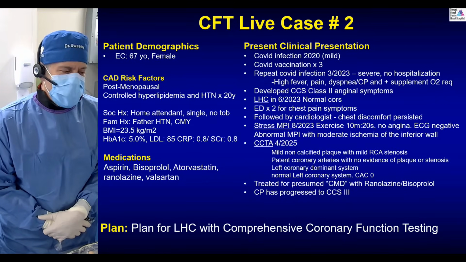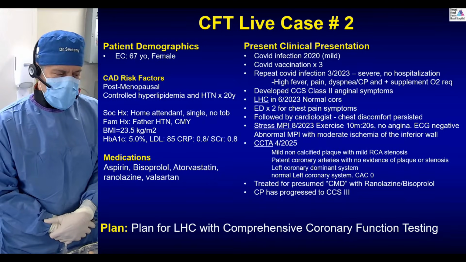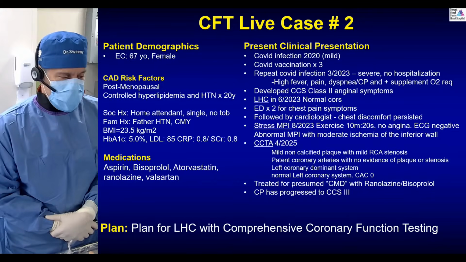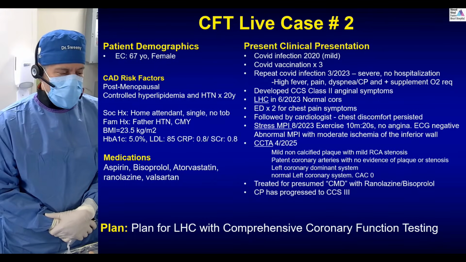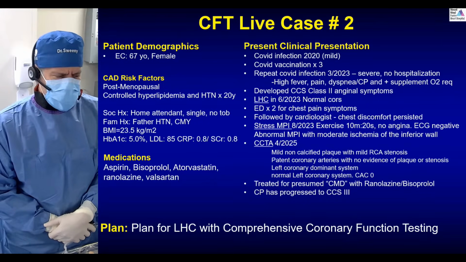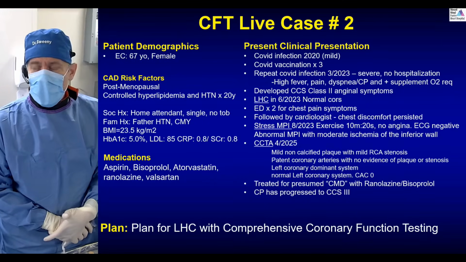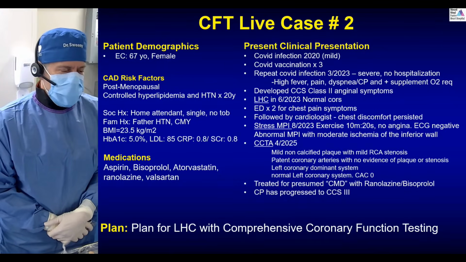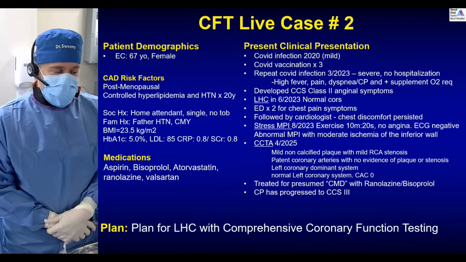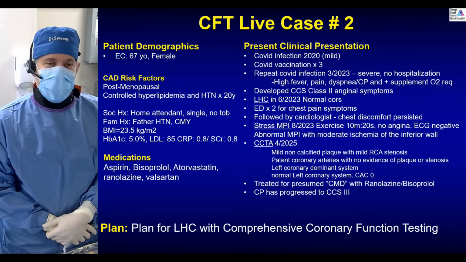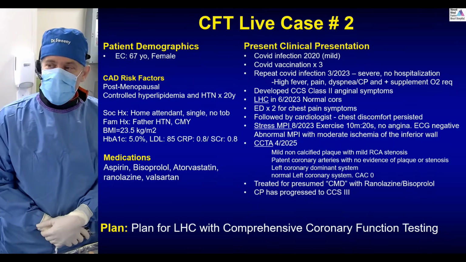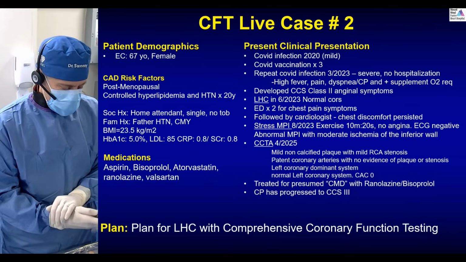This showed a mild non-calcified plaque in the mid-RCA, patent coronary arteries without any evidence of plaque or stenosis in the left dominant system, and a normal coronary calcium score of 0. Given that information, her cardiologist treated her for presumed coronary microvascular dysfunction and started a therapy of ranolazine and bisoprolol. She continued to have symptoms, and her symptoms progressed to CCS class 3. So here we are. She was referred for comprehensive coronary function testing, and that is the plan today.